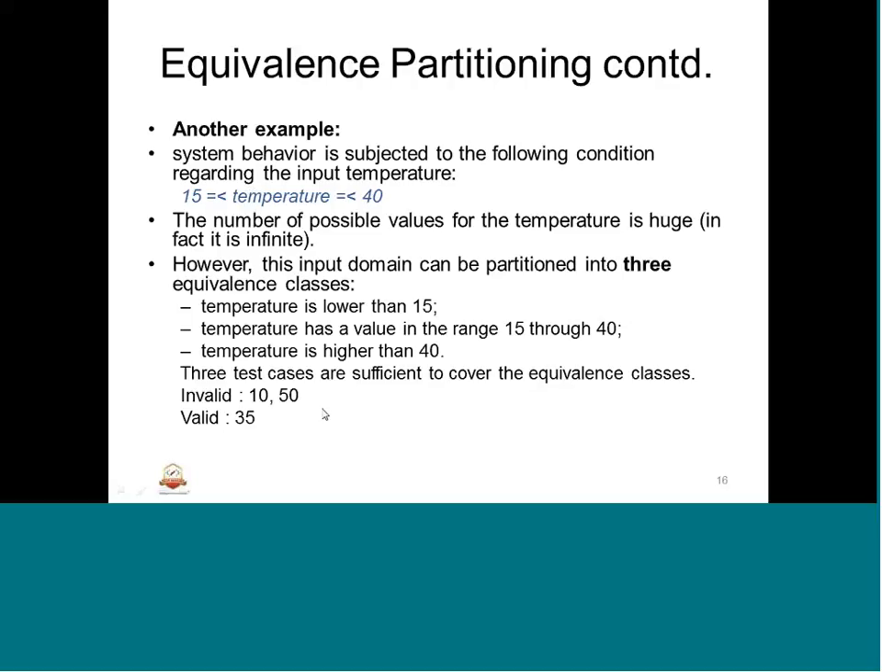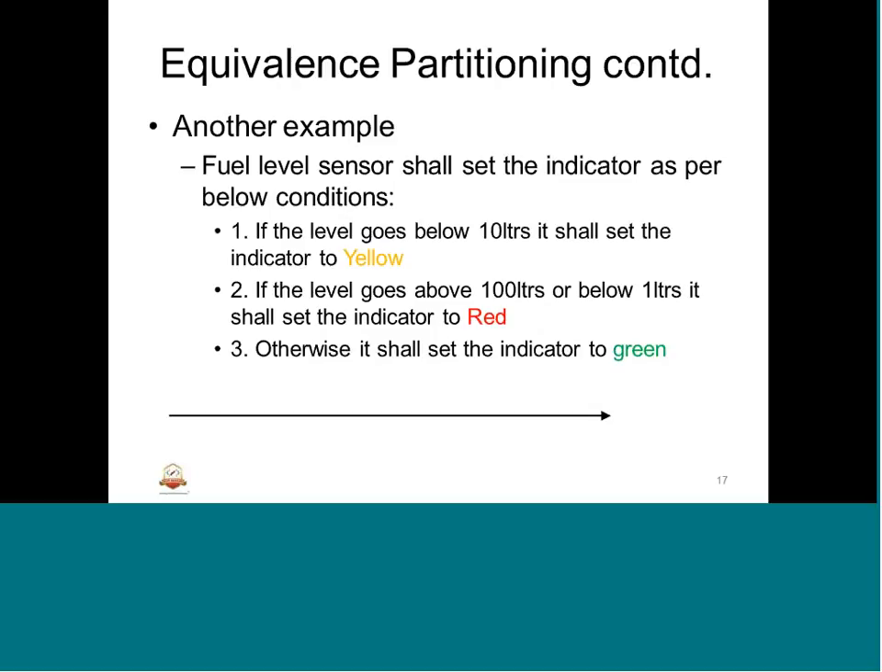So two invalid ones are there, 10 and 50. Valid we have one. It could be anything between 15 to 40, that is 35, for example. The choice of that particular value depends on what exactly we are trying to test. For this sort of requirement it is enough to have 35, but if you think the system could fail at 35.5 or say 39.5, you can have it. We will study about boundary value analysis in the next slides, because that will complement equivalence partitioning further. So that is also an important technique, and we will study boundary value analysis maybe in the next class.